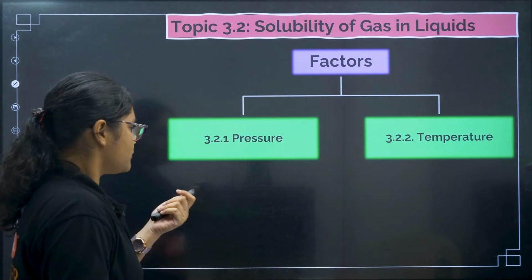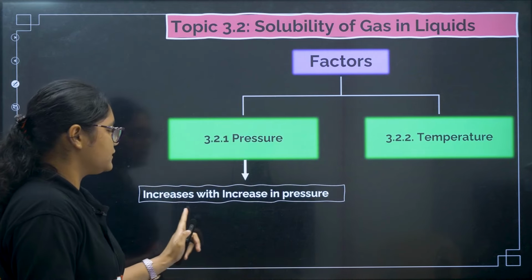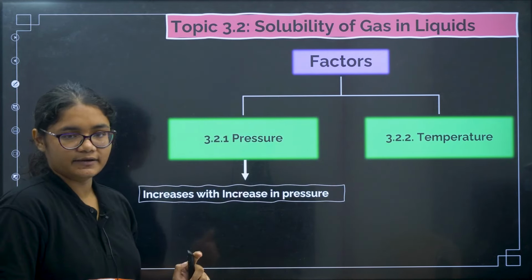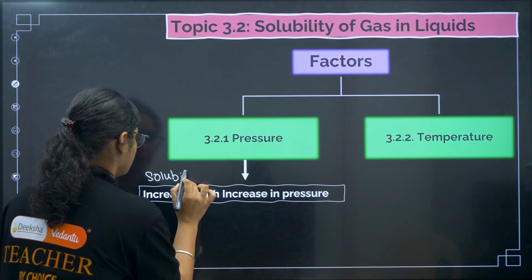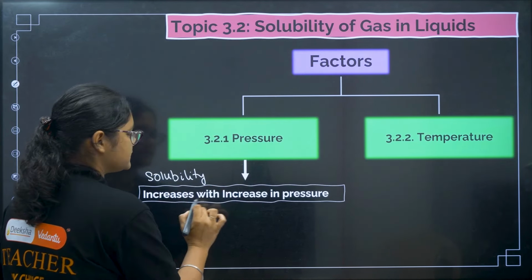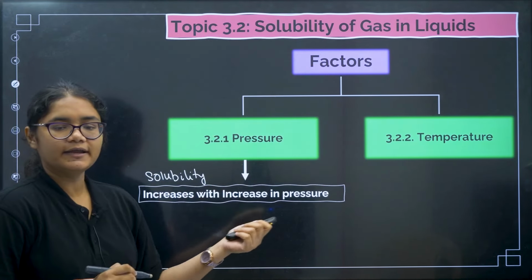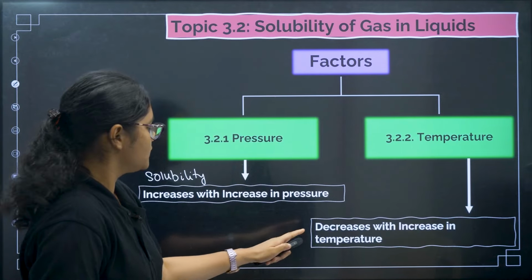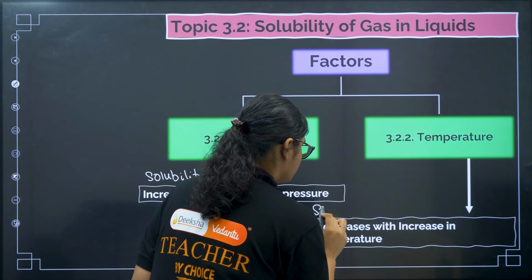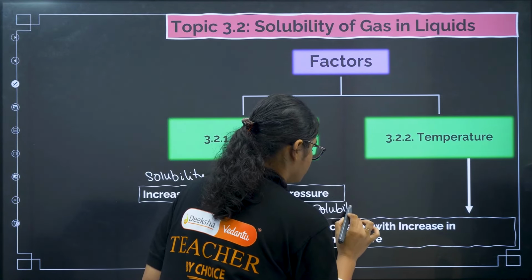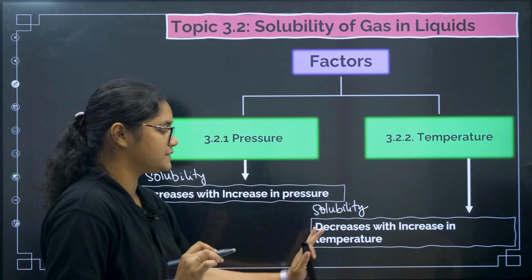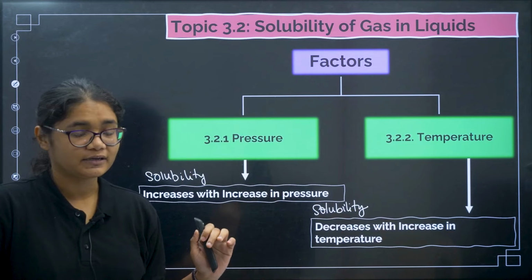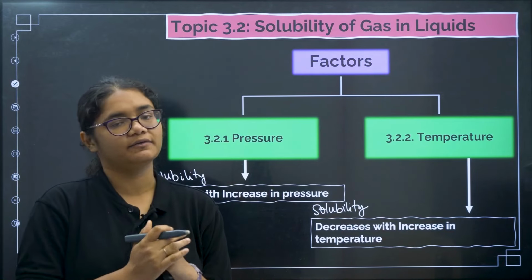So pressure, what happens? If you increase the pressure, solubility will increase. Solubility increases with the increase in pressure. Now in temperature, what happens? Solubility decreases with the increase in temperature. When you increase the temperature, the solubility will decrease.